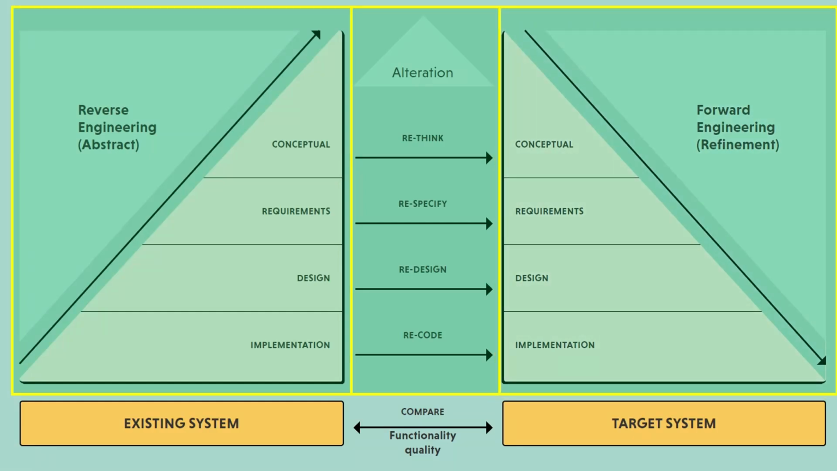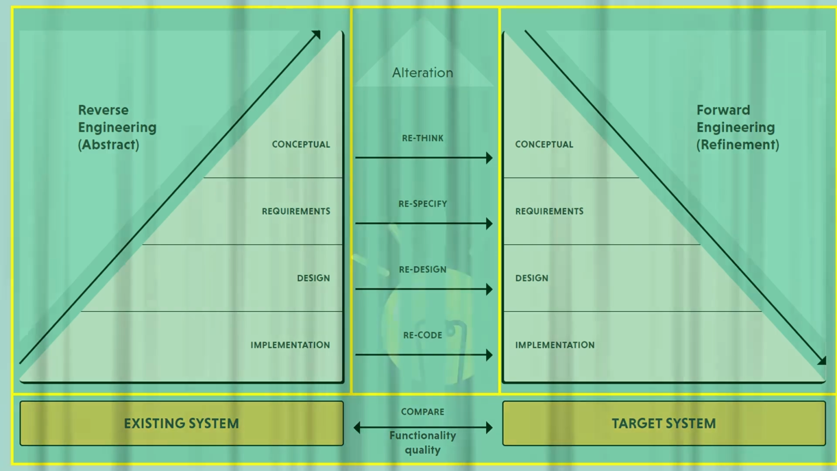Here, forward engineering takes place. Developers move downward from conceptual understanding towards implementation. They refine requirements, create improved designs, and fully generate the new implementation. At the bottom, the diagram shows a comparison between the existing system and the targeted system in terms of functionality and quality. The goal of re-engineering is usually to preserve or improve the functionality while significantly improving the software quality, maintainability, and structure. So overall, this diagram shows how software re-engineering combines reverse engineering, alteration, and forward engineering to transform an old system into a better and more maintainable one.